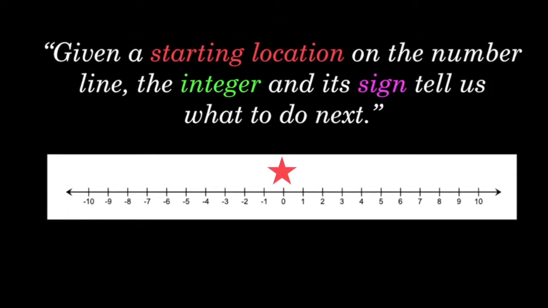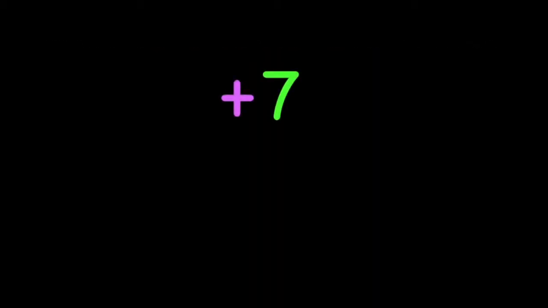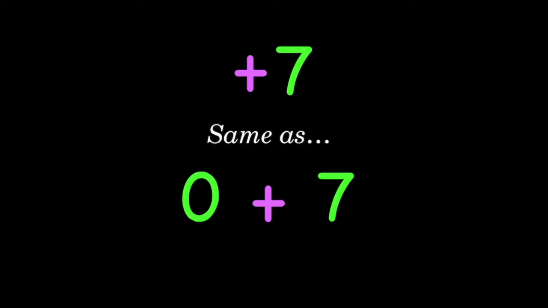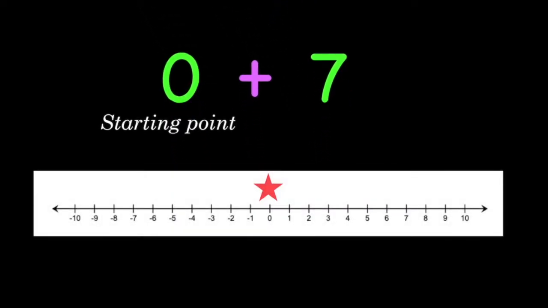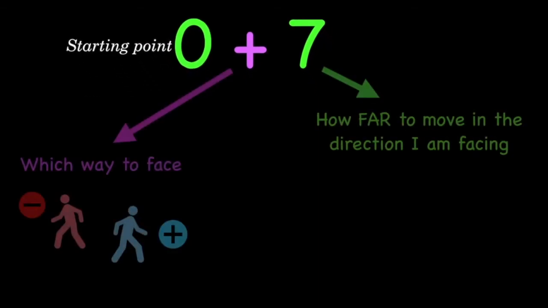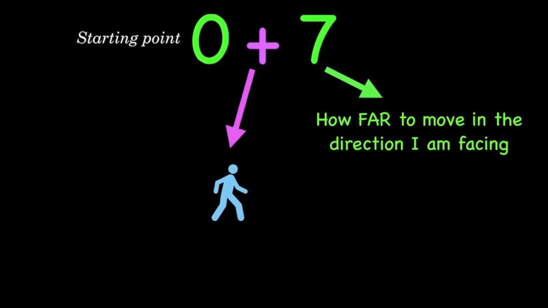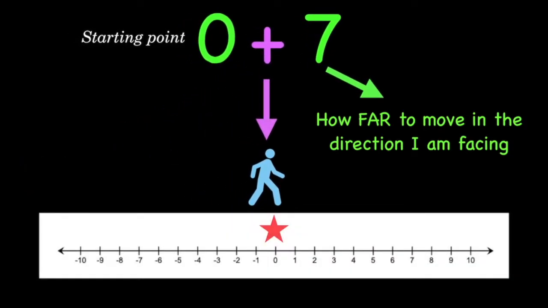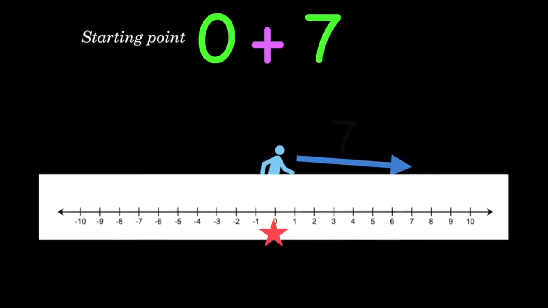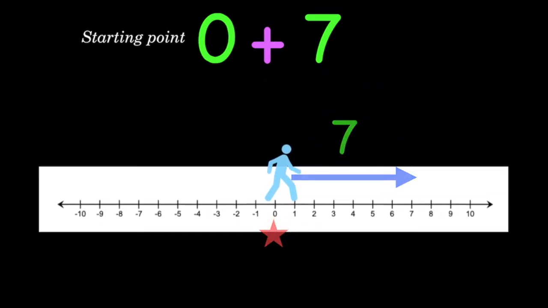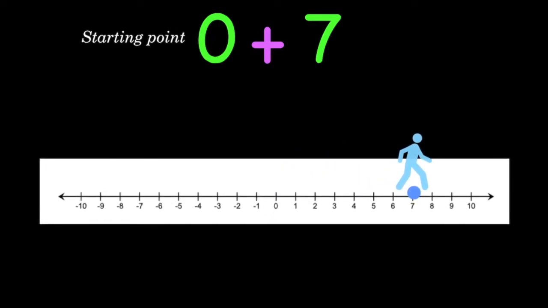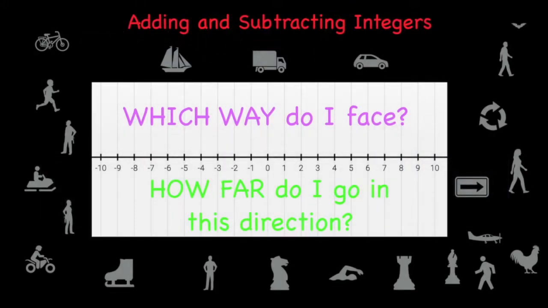When you add and subtract integers, you're going to have a starting location, then you're going to have a sign, and then an integer. The integer tells us how far to go, and the sign tells us which direction we are going. So if we try to plot +7 on the number line, we are starting at 0. The positive sign is going to tell us which way to face, in this case to the right, and the integer is going to tell us how far we move in the direction we are facing. So here we will start at 0, we move 7 digits to the right, and we end up at 7.